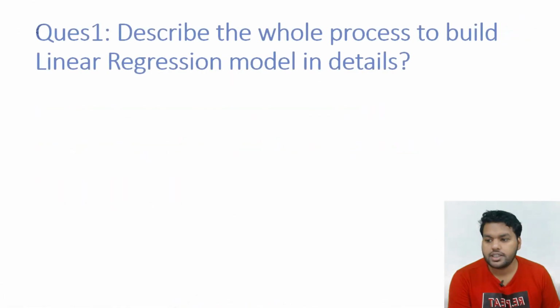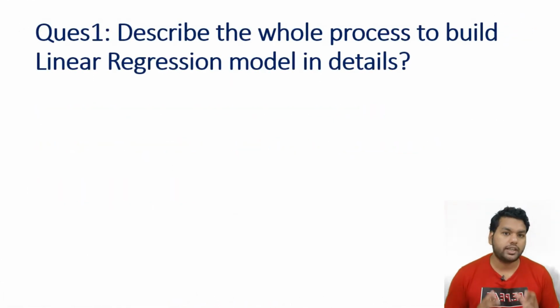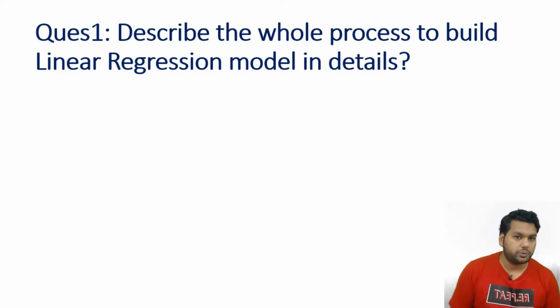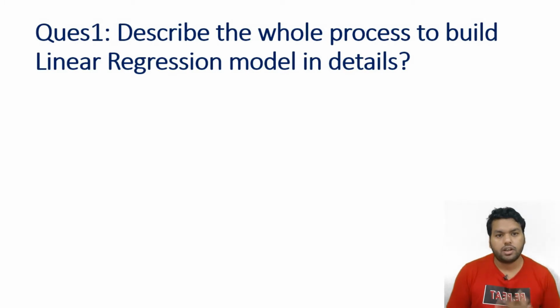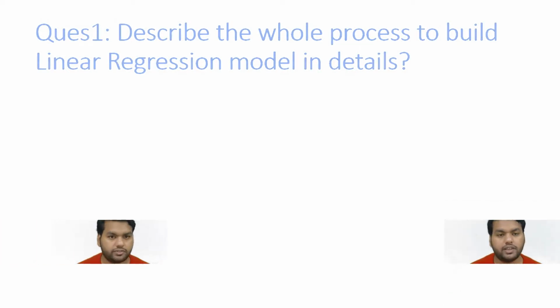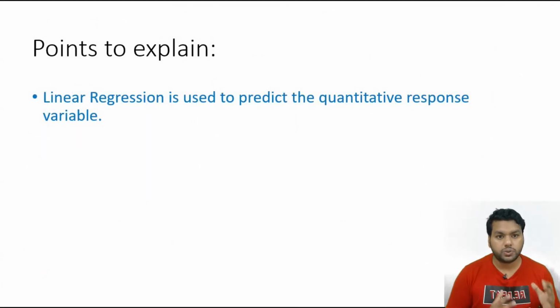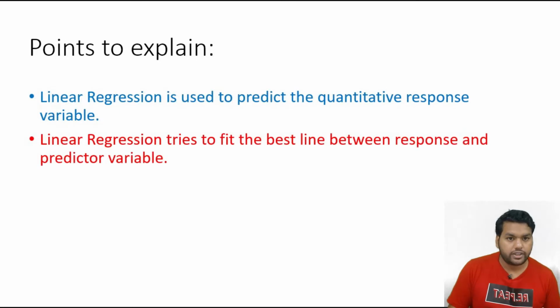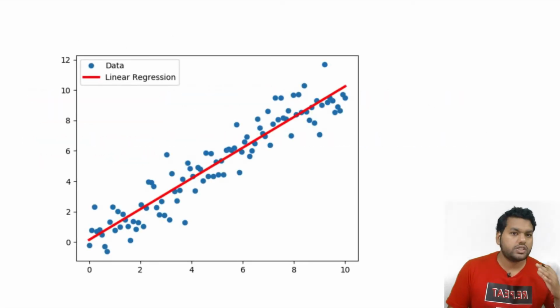So the first question is, describe the whole process to build the linear regression model in detail. If somebody is asking this question to you, then what are the steps you should cover while you explain the whole linear regression model? First, you should tell what the linear regression model does. Let me explain the same answer briefly. The linear regression model is used to predict a quantitative response. Linear regression tries to fit the best line between the response and predictor. Once we have the best fit line, we can predict the response with respect to the predictor.